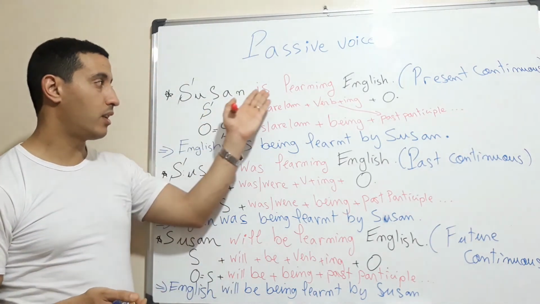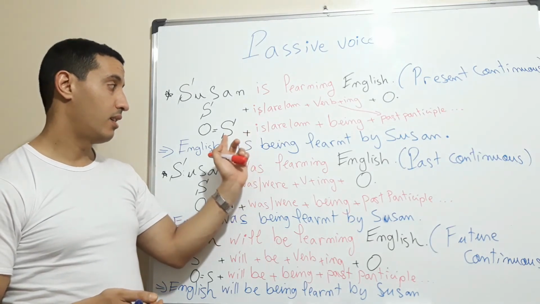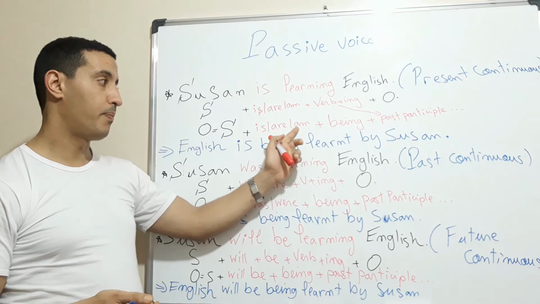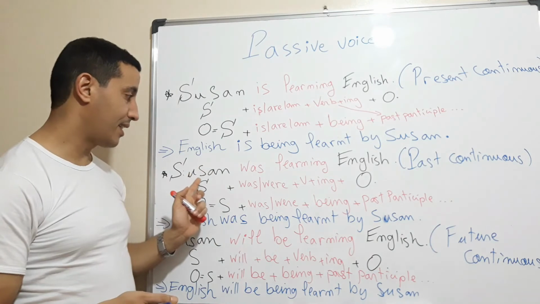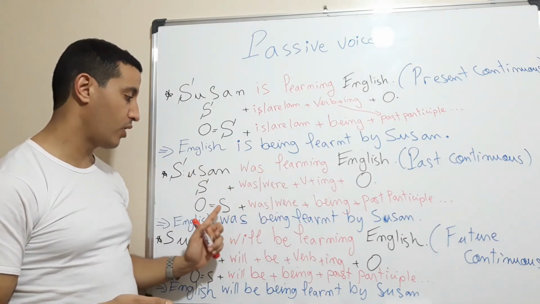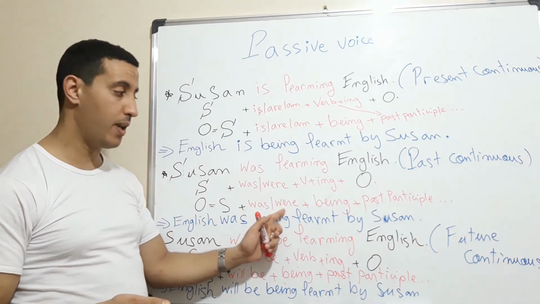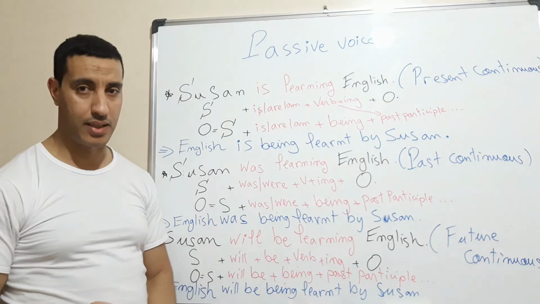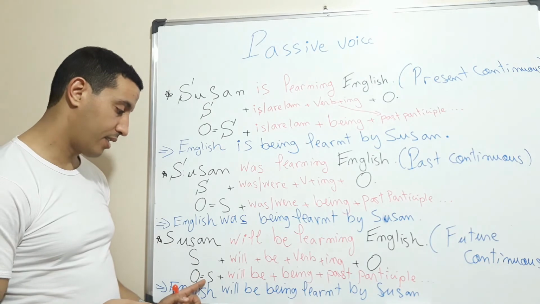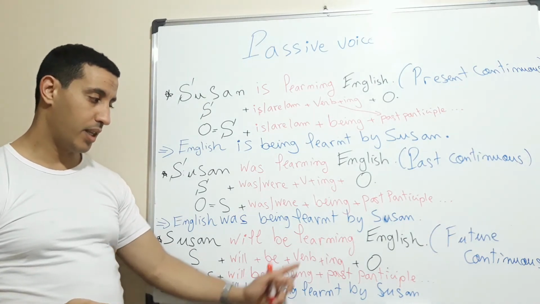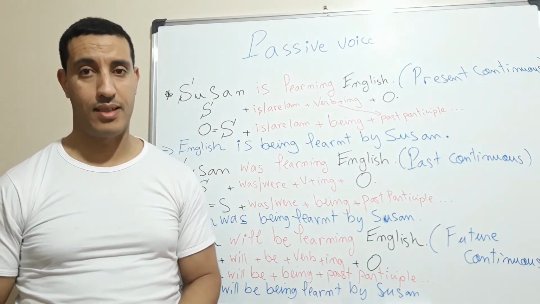So for the present continuous, the passive sentence is subject plus is, are, am plus being plus past participle. And in the second sentence, we have past continuous. So the passive voice of the past continuous is subject plus was or were, the past form of the verb to be, and then being, and then past participle. For the future continuous, we have subject plus will plus be plus being plus past participle. So this is the lesson of progressive tenses in passive voice.